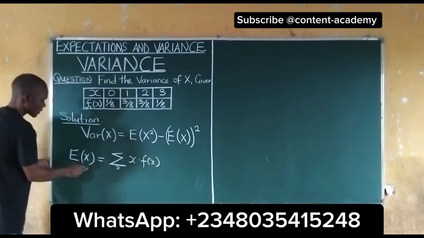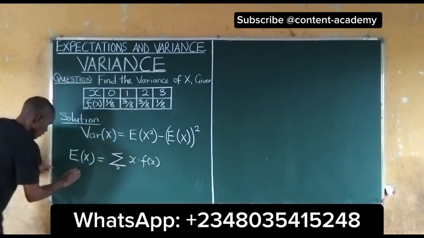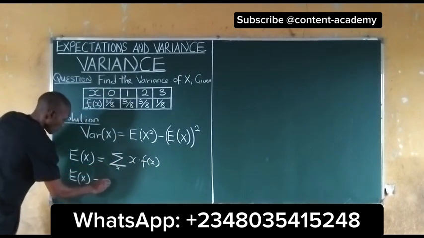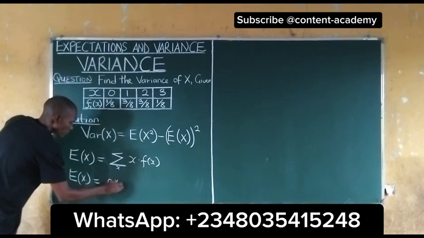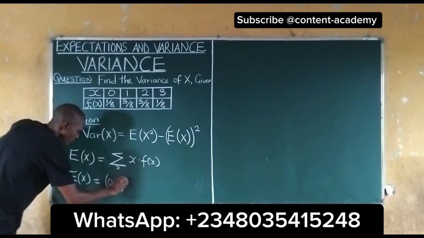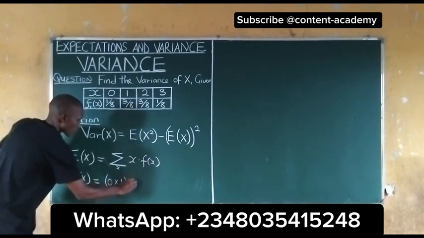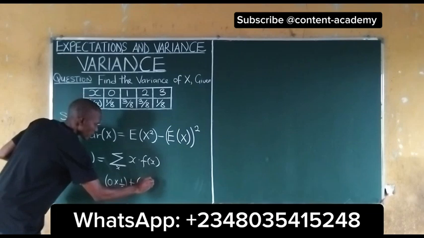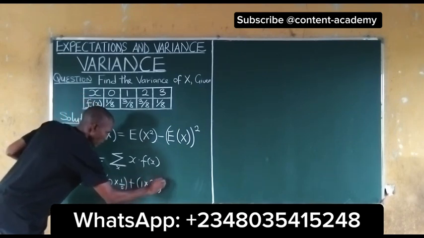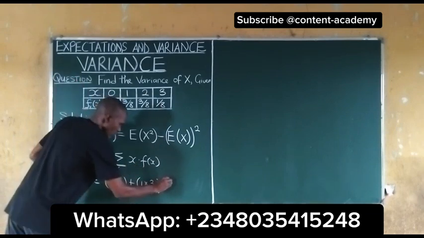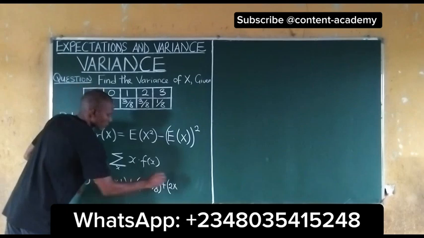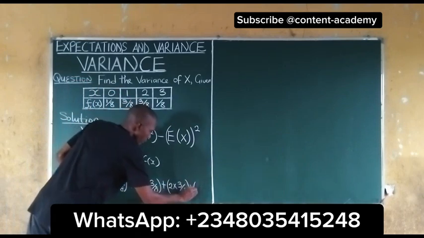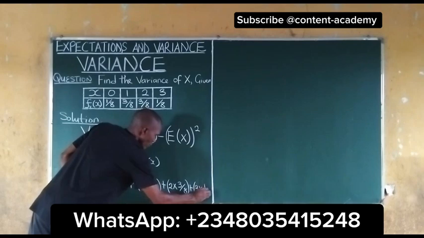So how do we compute this first, which is for this value? The expectation of x is equal to 0 multiplied by 1 all over 8, plus 1 multiplied by 3 all over 8, plus 2 multiplied by 3 all over 8, plus 3 multiplied by 1 all over 8.